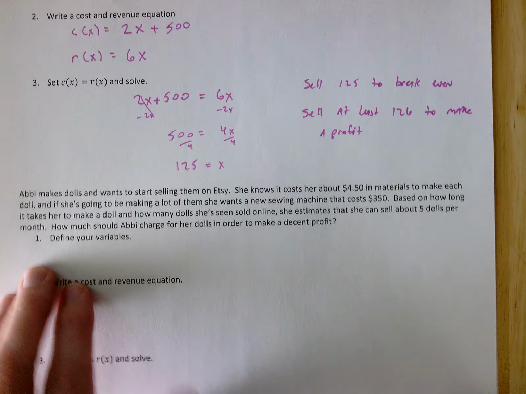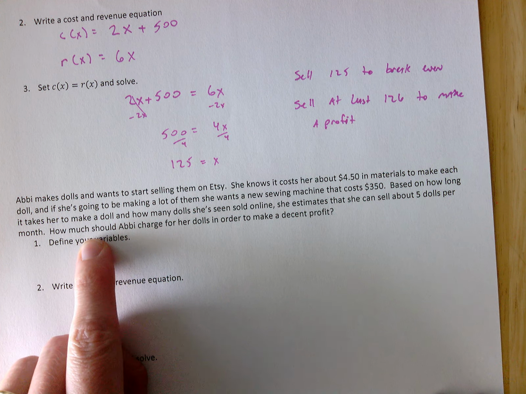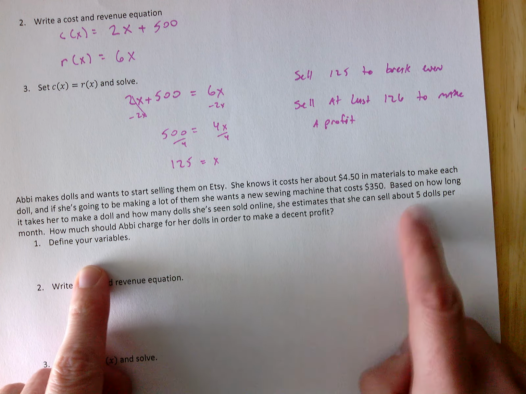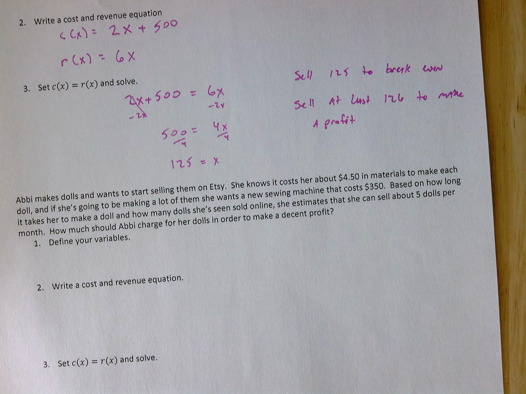This problem is asking me how much. Okay, so my variables are going to be different. X is not going to equal the number of dolls here. They told me that it's 5. So when I go to define my variables, and this is the tricky part, you got to make sure that you pay attention to this, right?